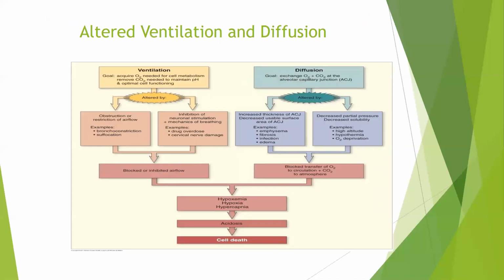So here are a few instances where we can have altered ventilation and diffusion. With ventilation, there is a problem of blocking the airflow in and out of the lungs. The lungs will either be ventilated but not perfused, and we may have dead airspace, like with a pulmonary embolism or low cardiac output.